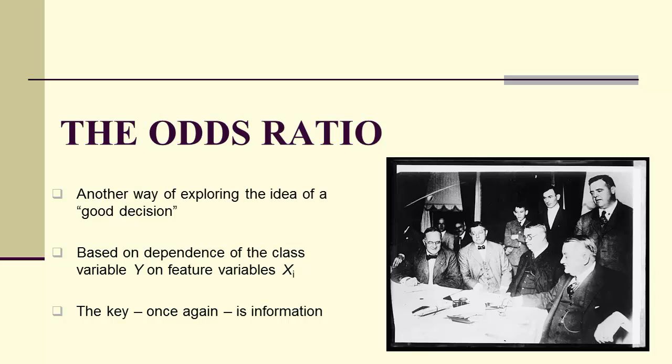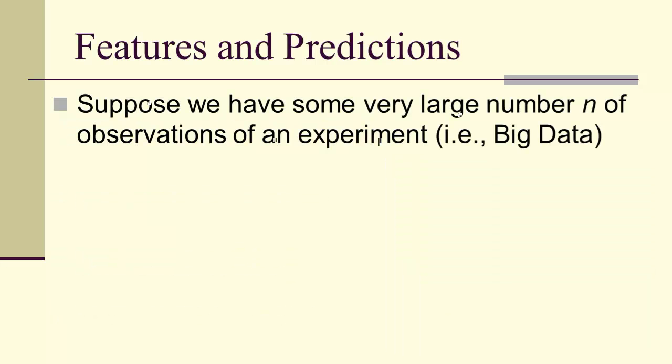The odds ratio. We're going to look at another way of talking about this idea of a good decision based on dependence and independence, and once again our key concept will be information. Suppose we have some very large number n of observations of an experiment. In other words, suppose we have big data.